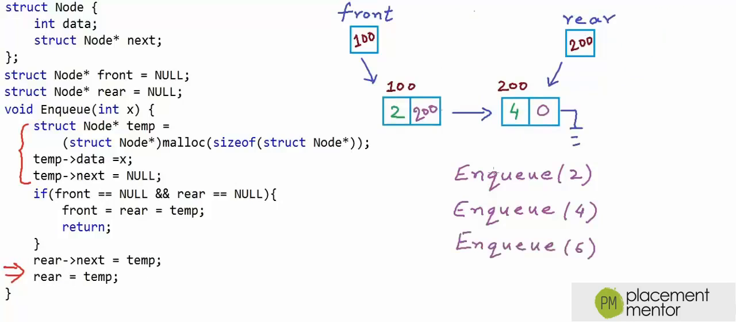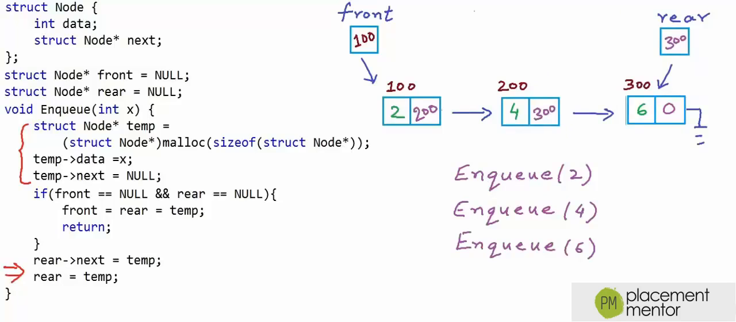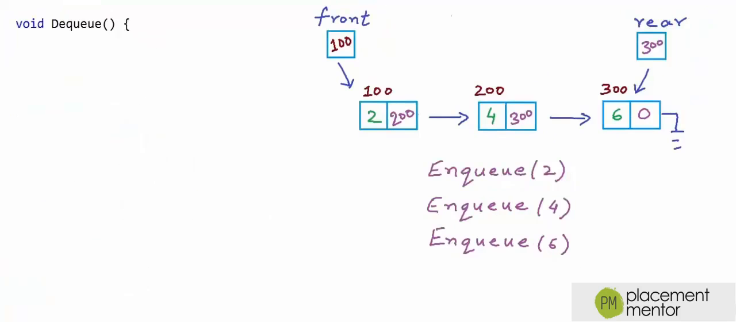Let's do one more enqueue. Let's enqueue the number 6. Let's say we got our new node this time at address 300. So this is how our queue will look. Okay, let's now write the dequeue function. In the dequeue function, I'll first create a temporary pointer to node in which I'll store the address of the current head or current front. Let's say for this example at this stage I'm making a call to the dequeue function.